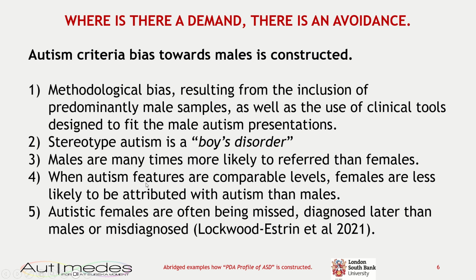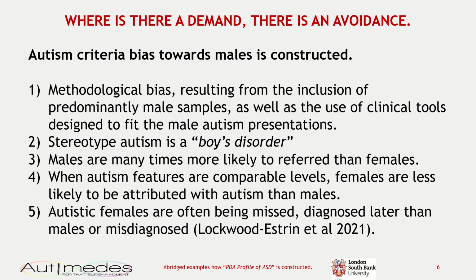and that when autism features are at comparable levels, females are less likely to be attributed with autism than males are. So autistic females are often being diagnosed later than males and are often misdiagnosed. So there's a problem.